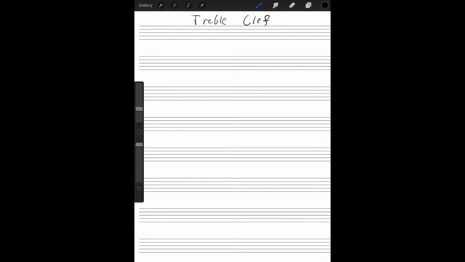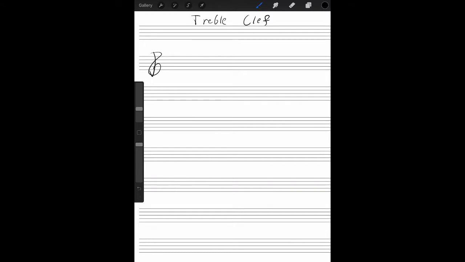Welcome into lesson 11, the treble clef. All right, what is a clef? A clef is a sign that gets placed at the beginning of a staff to indicate a specific pitch on a line or a space. The two most common clefs are the G clef and the F clef. Today we're going to talk about the G clef, otherwise known as our treble clef.